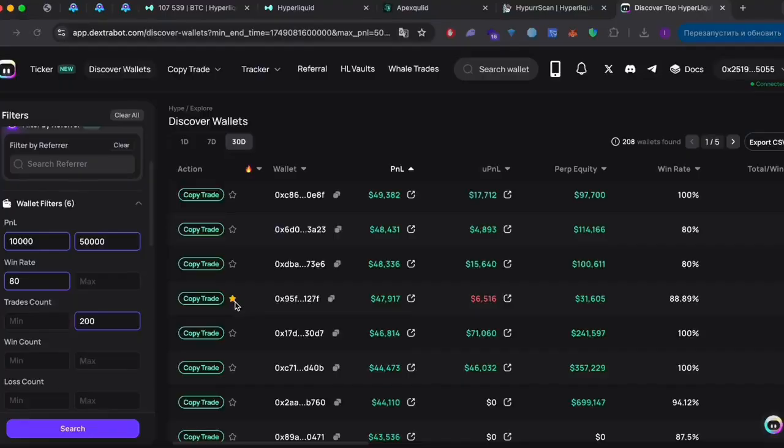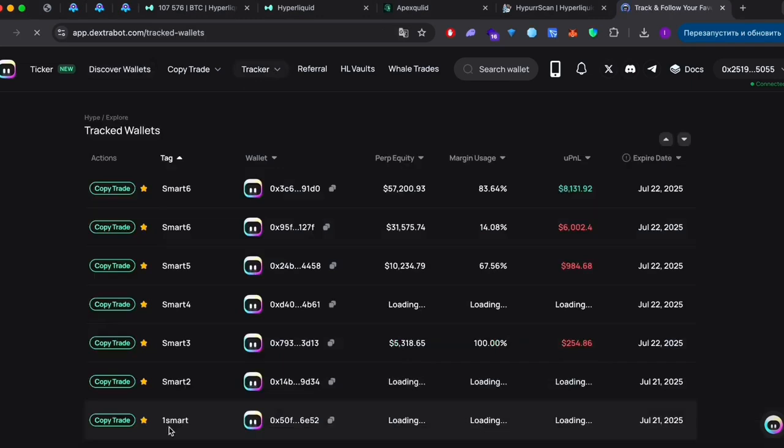For convenience, I'll show you right away. Here, you can mark wallets with a star, and after that, they'll move to the tracker section. You click here, track wallet, and here in the list we can already see all the wallets I've added.